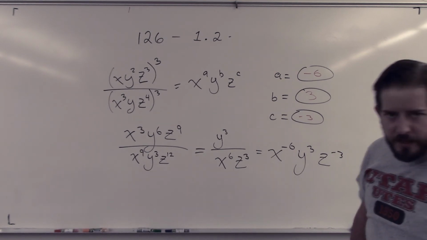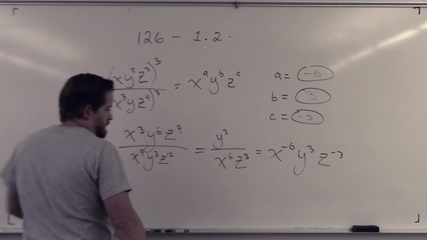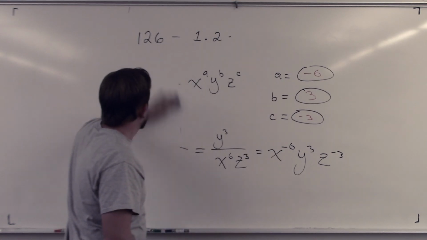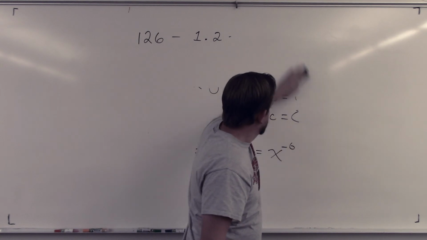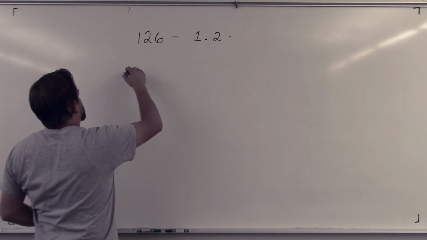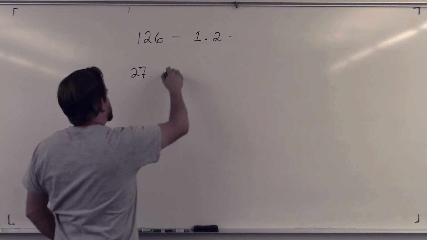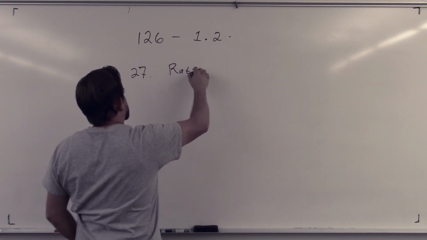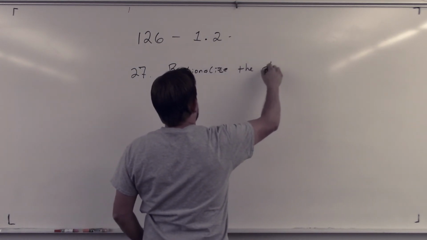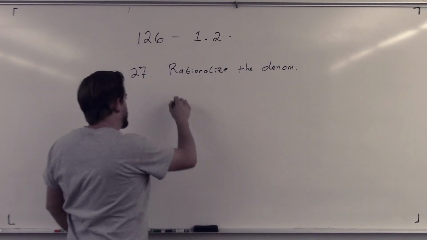And then I had multiple people ask me to do the last 3, so 27, 28, and 29. Let's look at those. Number 27 says, rationalize the denominator. And we have 1 over the square root of 3.